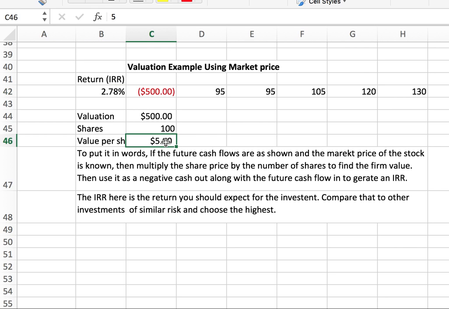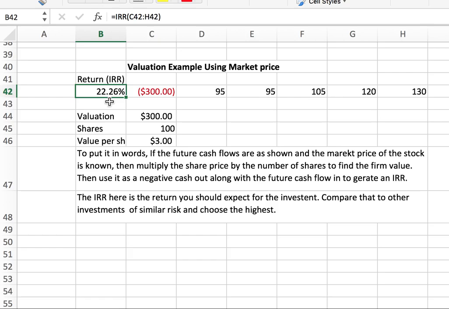So if the market price wasn't $5, say the market price was $3, we would see that the internal rate of return was 22%, and we would only be paying $300 for the company to generate these cash flows. So you can see that the price you pay for the stock is very, very important. It sets how much return you'll get. The lower the price you pay, the more return you're likely to get.